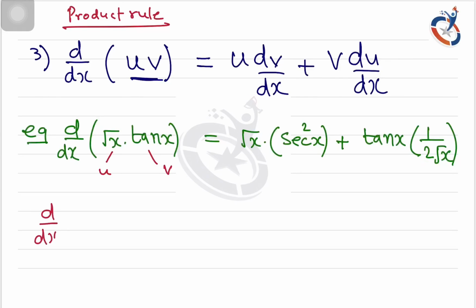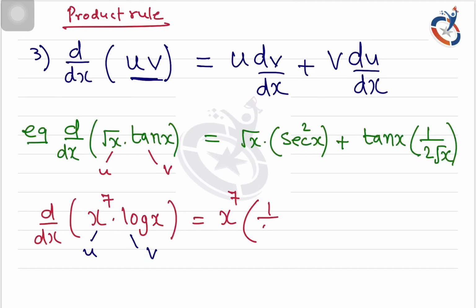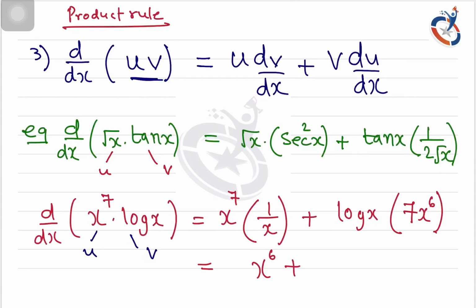Let's take one more example. Tell me, what's the derivative of x raised to 7 into log x? You can imagine the first term as u and the second term as v. When you use the formula, the answer becomes x raised to 7 into the derivative of log x, which is 1 by x, plus log x into the derivative of x raised to 7, which is 7 into x raised to 6. Here you can cancel one x and the answer comes out to x raised to 6 plus 7x raised to 6 into log x.